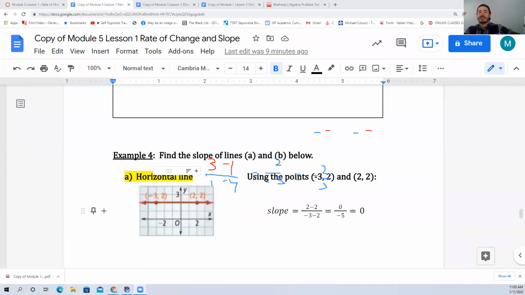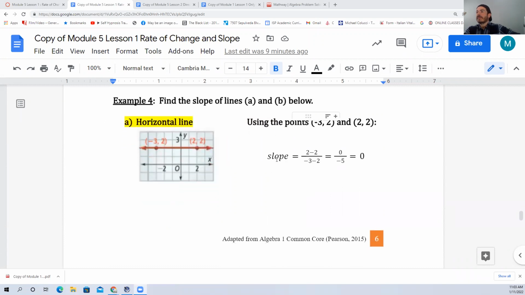Okay, find the slope of lines A and B, a horizontal line. So if you notice, in the case of a horizontal line, my x values, these first numbers, are different. They're different, but my y values are the same. And that's going to be in every horizontal line ever.